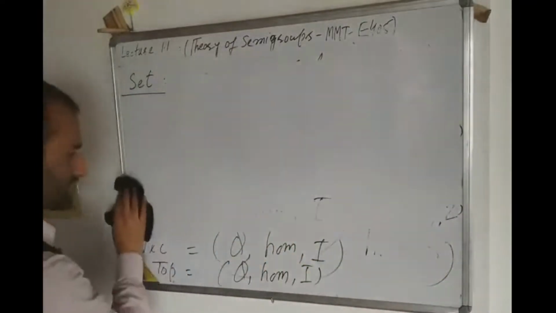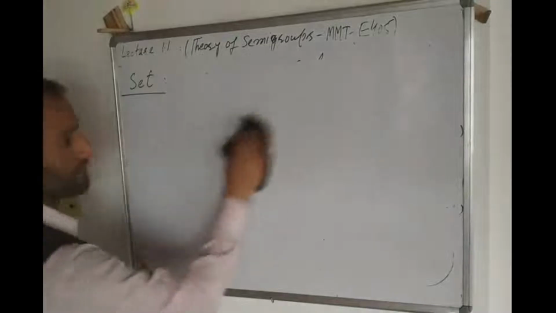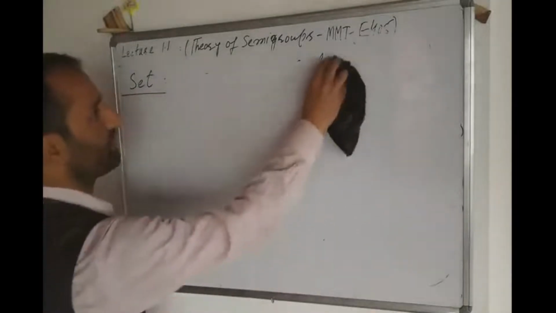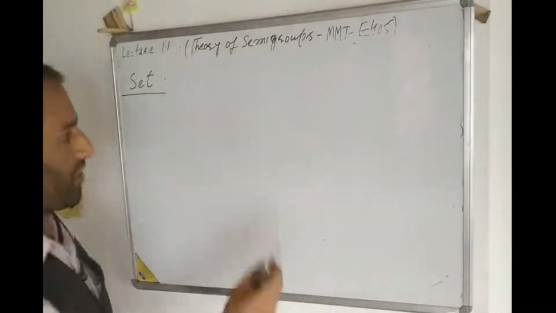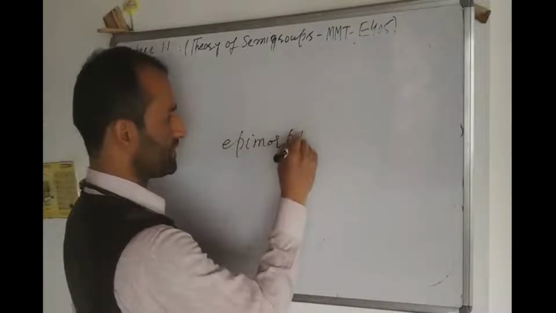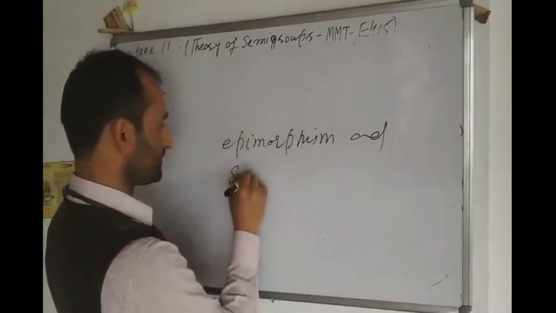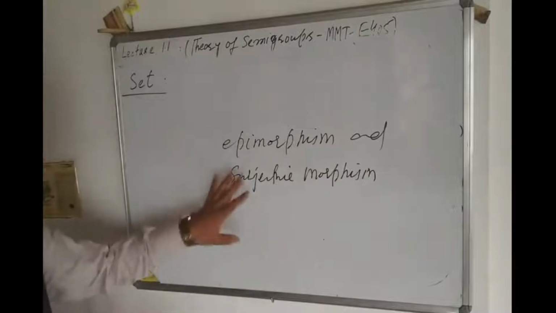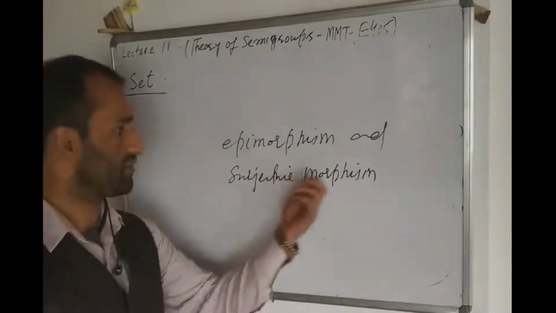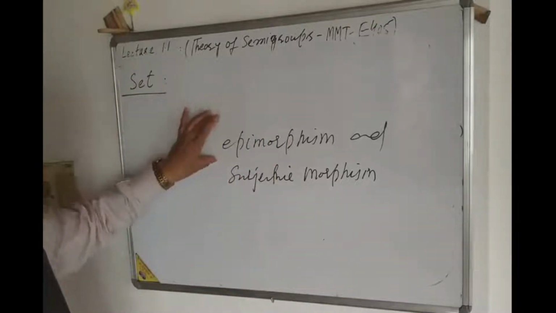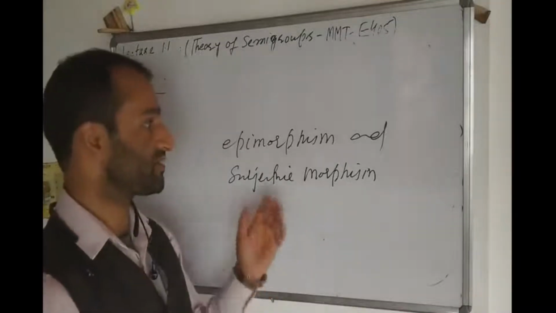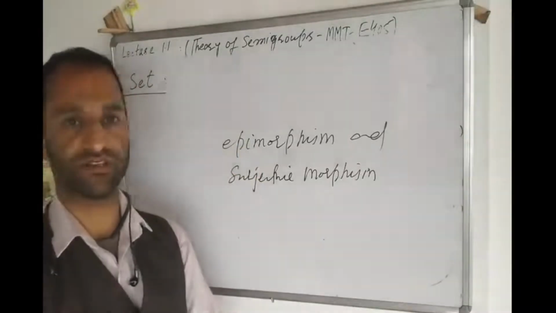So this was the concept of category. Now we define epimorphism in a category, and we will see the relation between epimorphism and surjective morphism. We will see that every surjective morphism is an epimorphism, but the converse is not true in general. In the case of groups, epimorphism and surjective morphism are one and the same. But in the case of semigroups they are different: epimorphism does not imply surjective morphism. We will give an example.